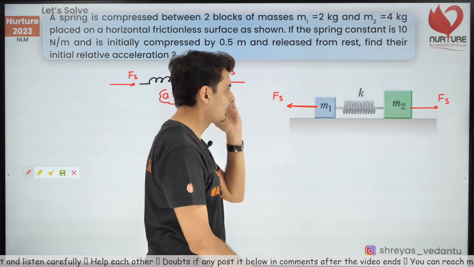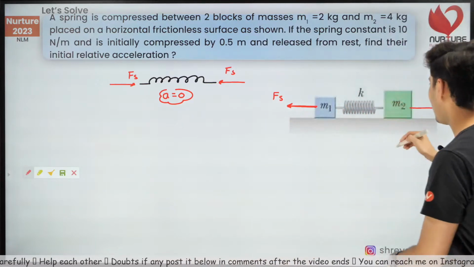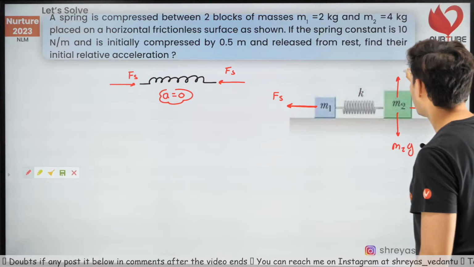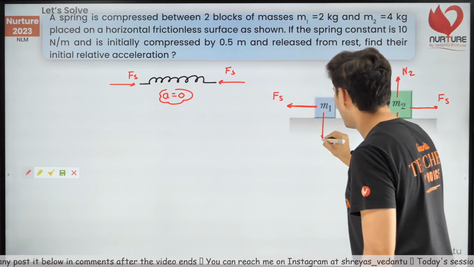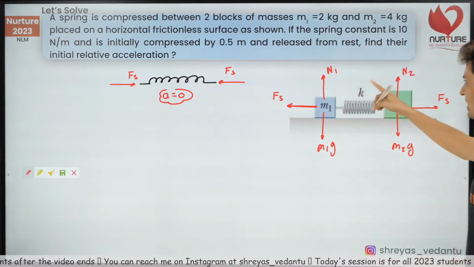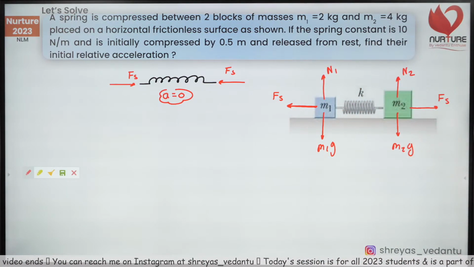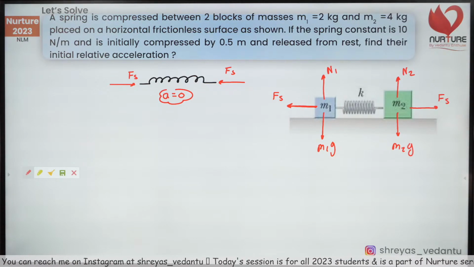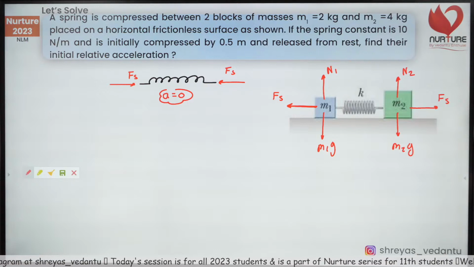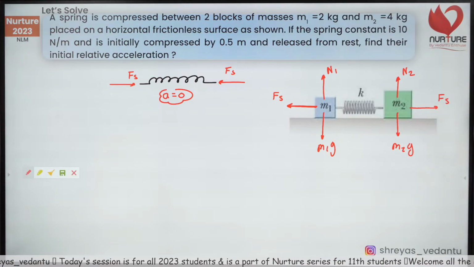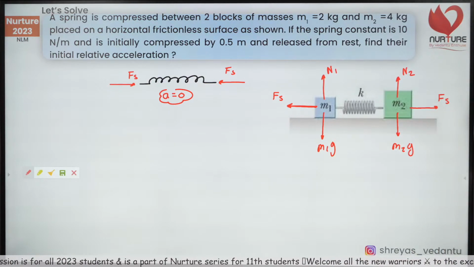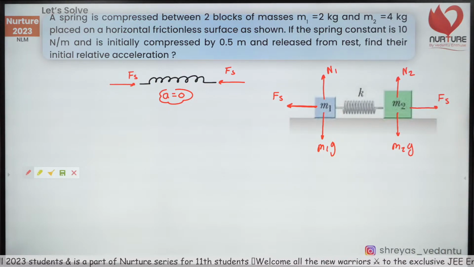Let's get going to the next one. Now, in this FBD, there will also be weight, M2g, and normal, N2. There will also be weight, M1g, and there is another normal over here. But guys, will these normals and weights matter or will they not matter? Think about it. I don't think they will matter, guys. Why won't they matter? Think about it.